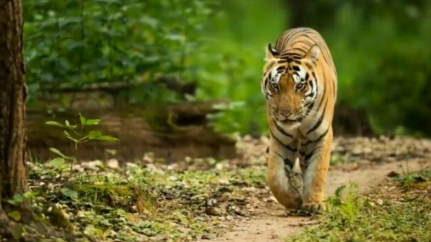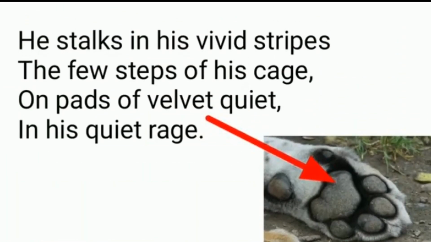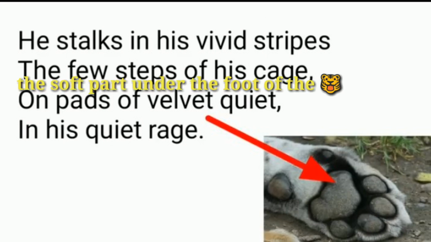So, the first stanza goes like this. He stalks in his vivid stripes, the few steps of his cage, on pads of velvet quiet, in his quiet rage. So let's see the meanings of the new words in the stanza. Stalks means to move quietly and slowly in a threatening way. Vivid means bright and clear. Stripes means long, narrow bands. Pads, here it means the soft part under the foot of the tiger.